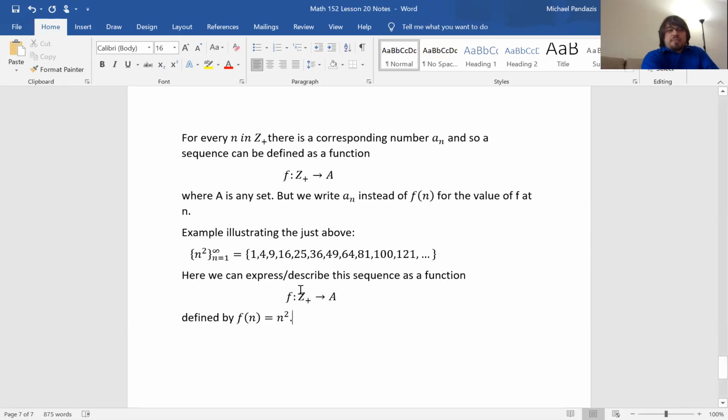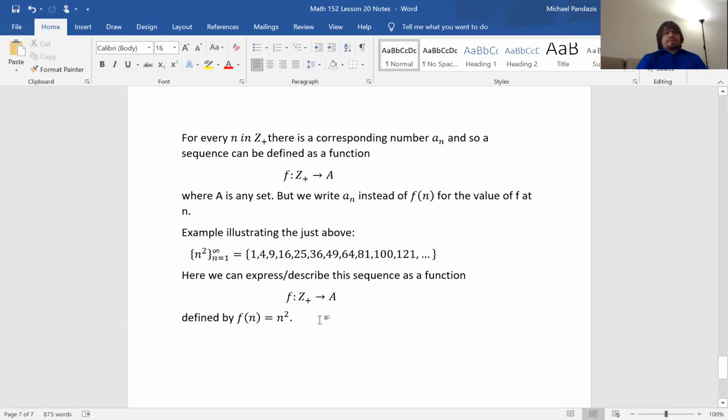And so what am I doing? I'm associating to each positive integer n an element of a set A. A sequence can be thought of as a function where you map positive integers to elements of a set A. So f of 7 would be the 7th term of the sequence. 1, 2, 3, 4, 5, 6, 7. The 7th term is 49. If you plug in f of 7, you get f of 7 equals 7 squared, which is 49. And so this equation defines this function f, and this function f is a mathematical description of that sequence.